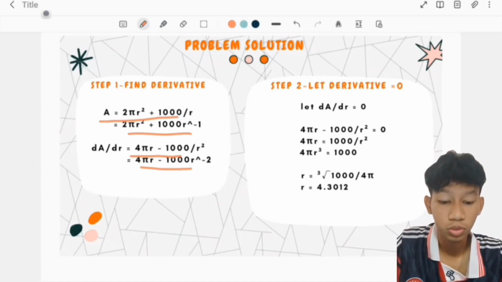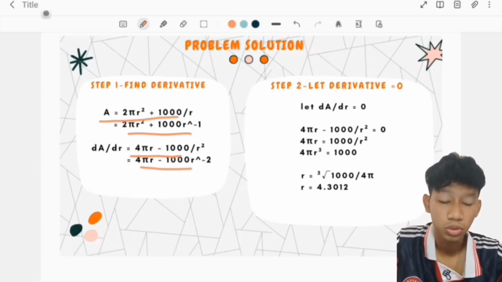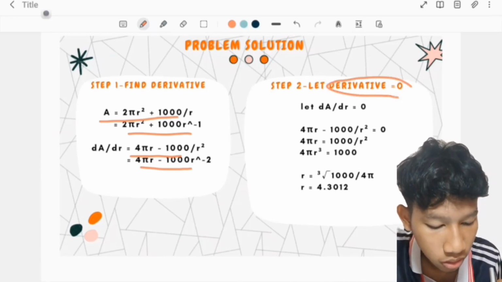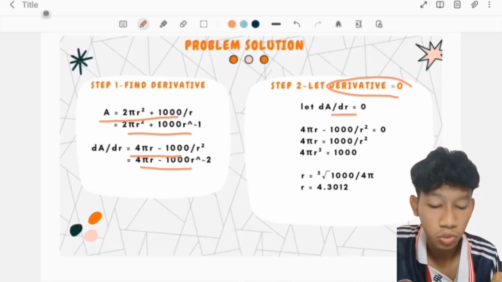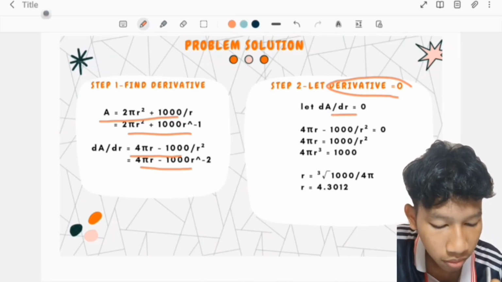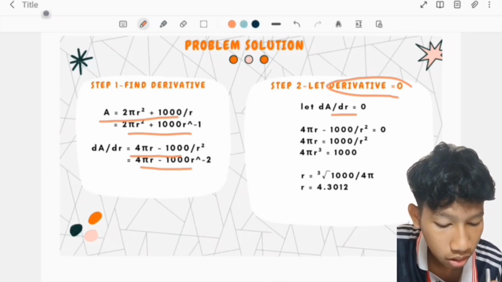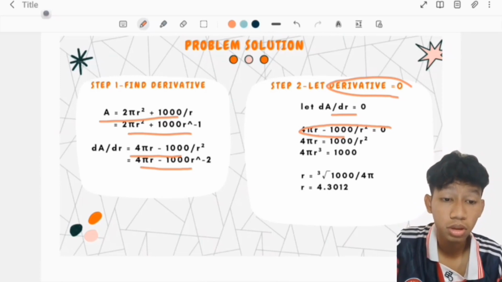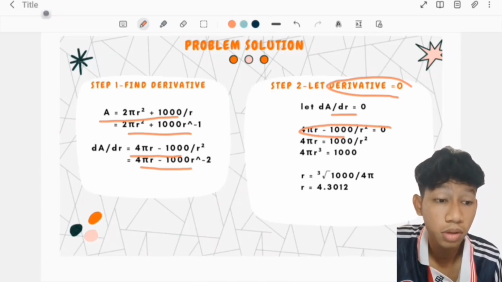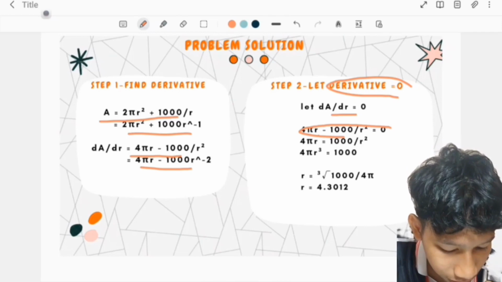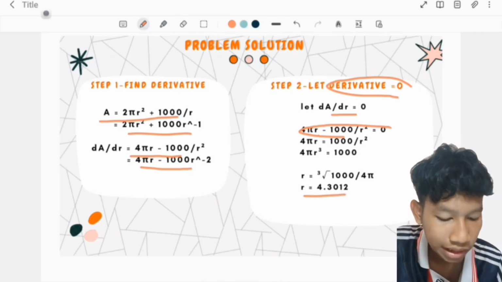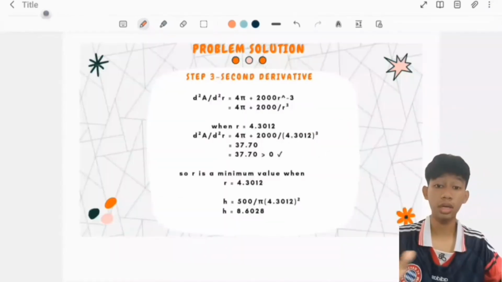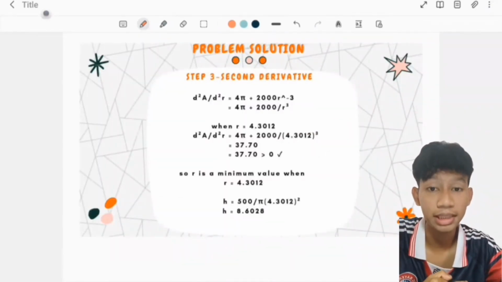So step 2, we need to let the derivative equal 0. So dA/dr equals 0, and we get the equation 4 pi r minus 1000 over r squared equals 0. After we get the equation, we need to solve it to find the value of r, and we get r equals 4.3012. So that's done for step 2. Okay, let's go to the final step, step 3.